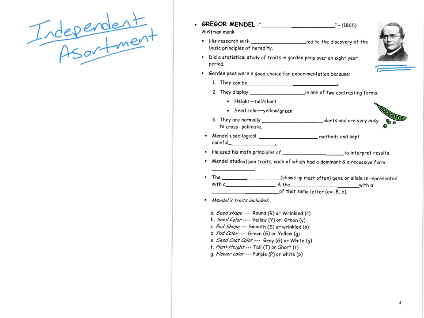He just looked at whether they're round or green or wrinkled. He looked at something called traits, right? So he looked at traits. And he said traits can be independently inherited. He said they can be dominant, they can be recessive. And when they're dominant, it's the ones that show up. And he talked about something called homozygous, right? He talked about these ideas of homozygous or heterozygous, right?